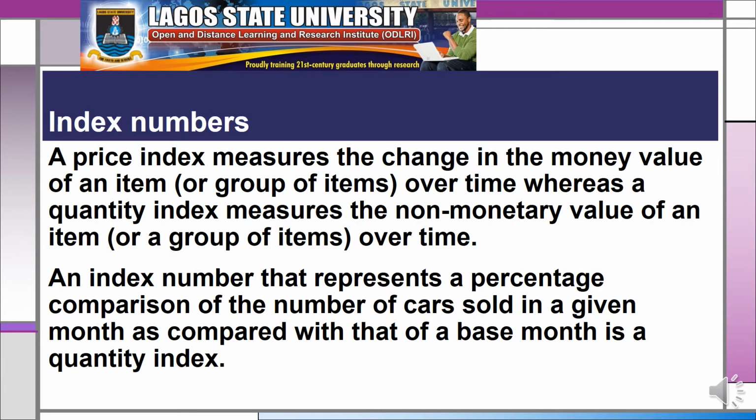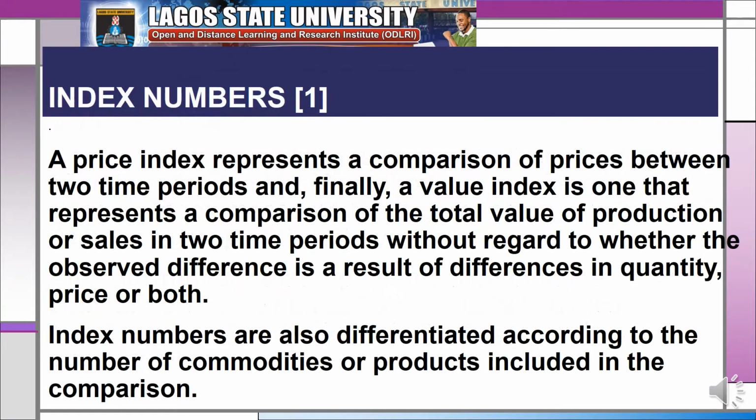A price index measures the changes in money value of an item or a group of items over time, whereas a quantity index measures non-monetary value of an item or a group of items over time. An index number that represents a percentage comparison of the number of cars sold in a given month as compared with that of the base month is a quantity index. A price index represents a comparison of prices between two time periods.